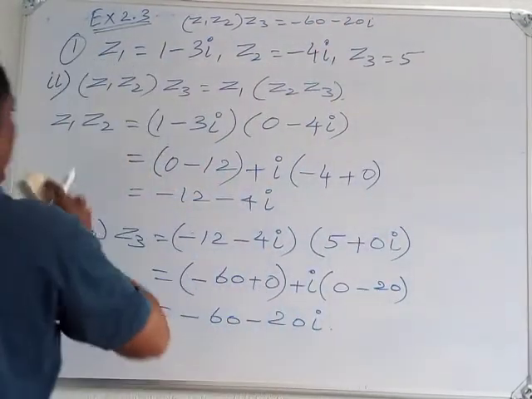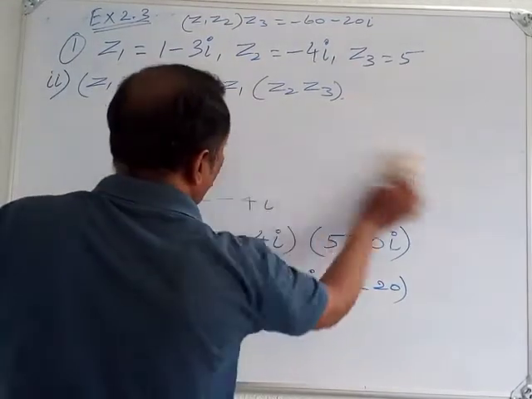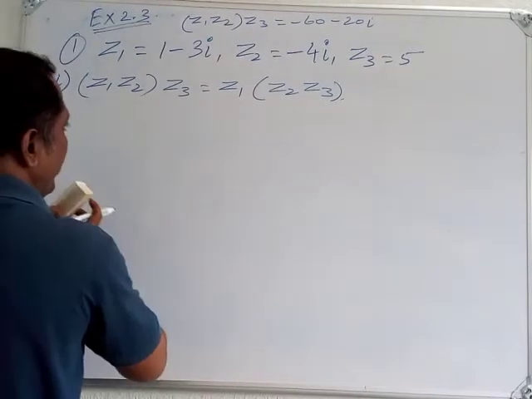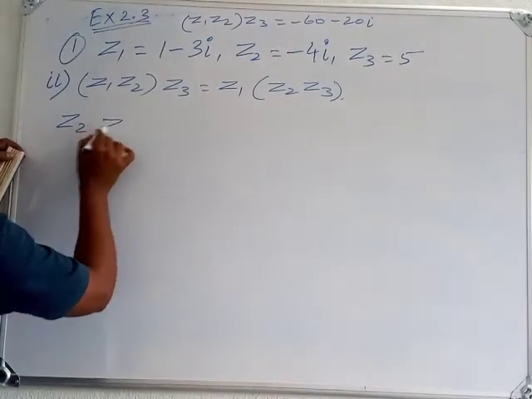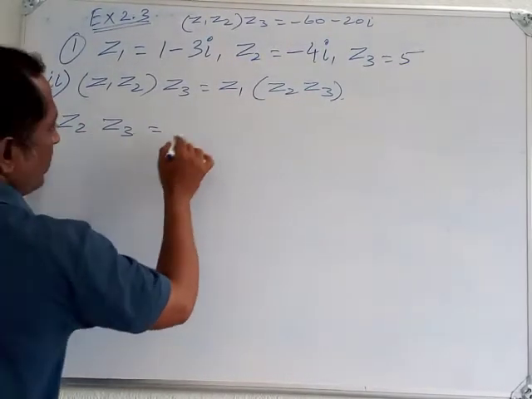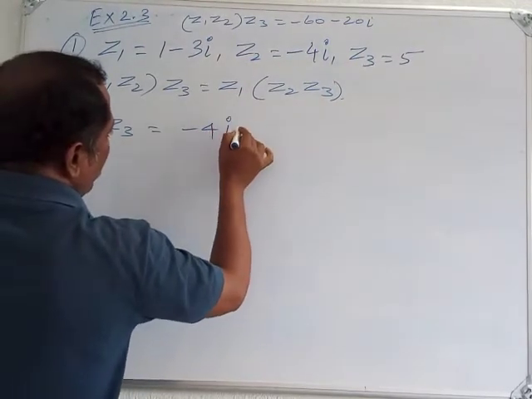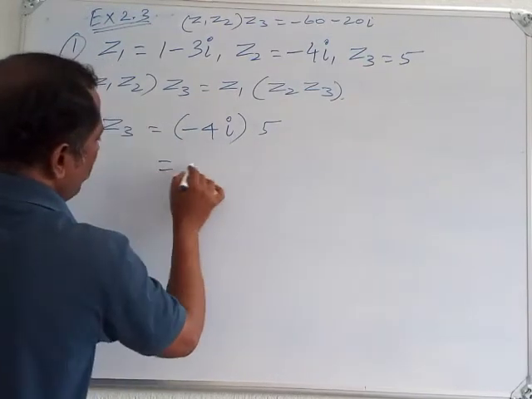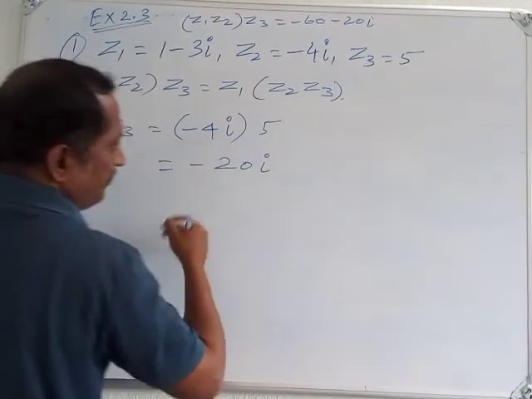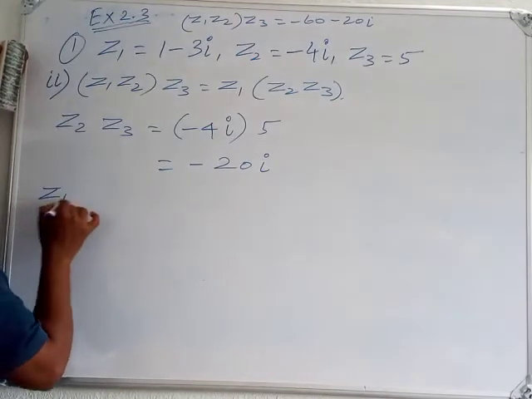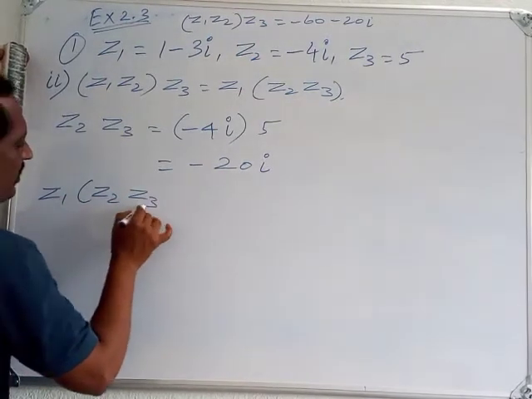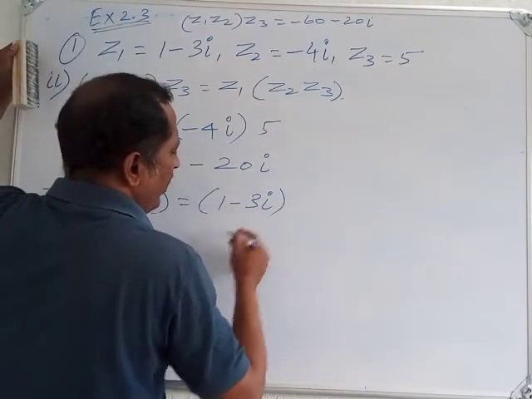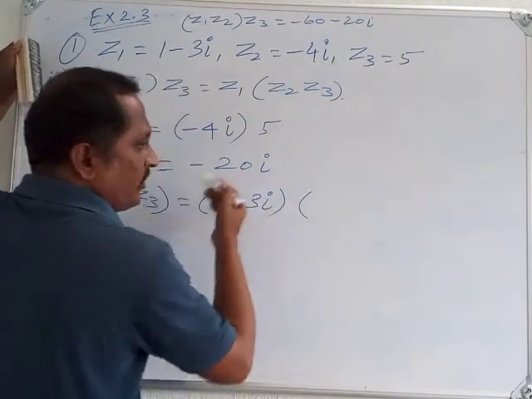This is for my reference. And then next we have to find out the right side. What is the bracket value for the right side? The bracket value for the right side is z2 into z3. z2 is minus 4i into z3 is 5. So this is equal to minus 20i. Right. Next, z1 into z2 z3 is equal to z1, 1 minus 3i, into minus 20i only.